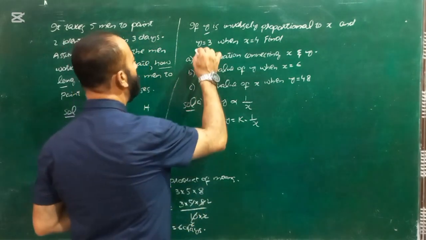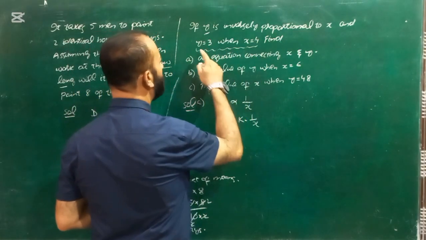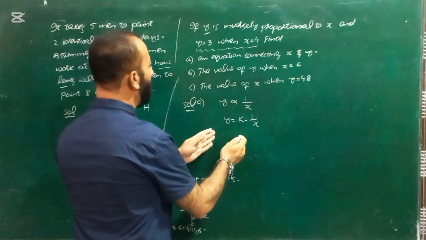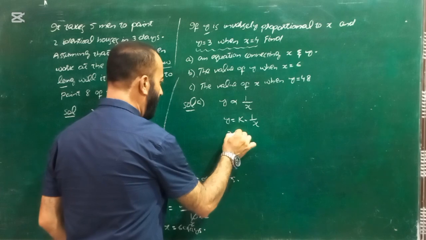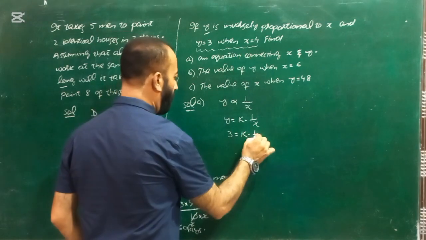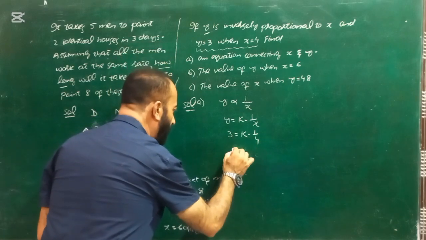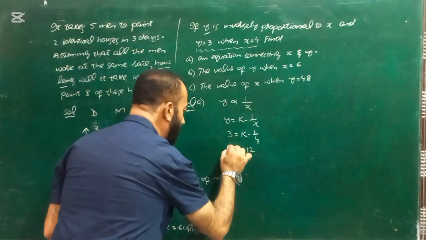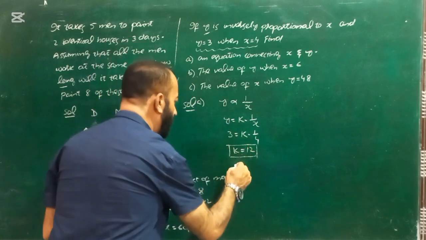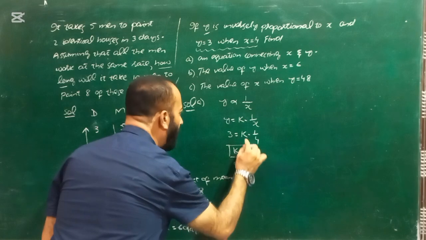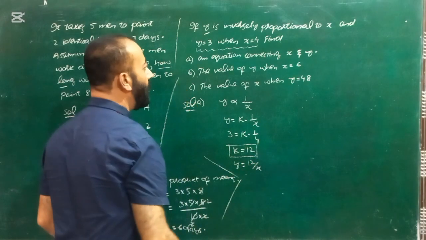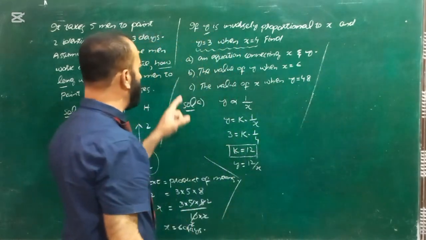From here, now you will use the pair in which both values are given. So y is equal to 3 when x is equal to 4. So you are going to put these values into the equation. So y is equal to 3, k will remain as it is, and x is 4. And from here, k will be equal to 12. So this is the value of k which will be put here. So y is equal to 12 over x. So this is the equation now which will be used in part B and C.